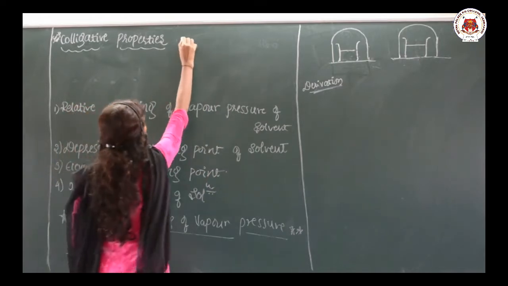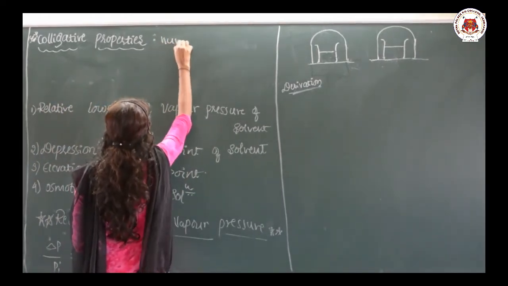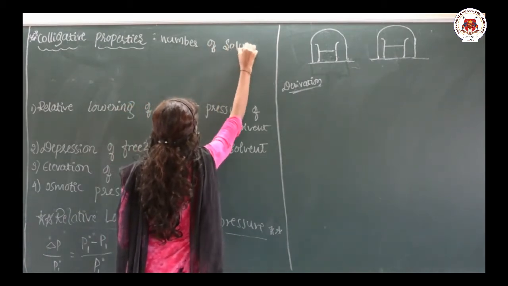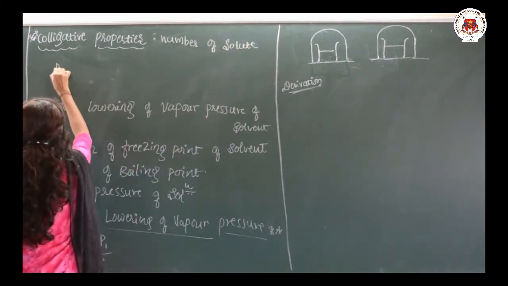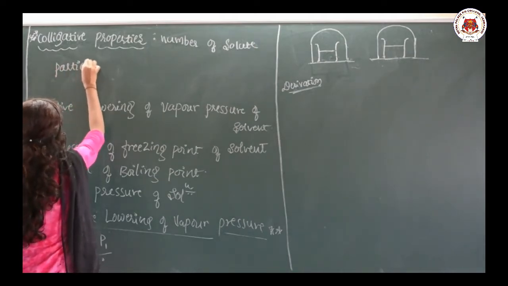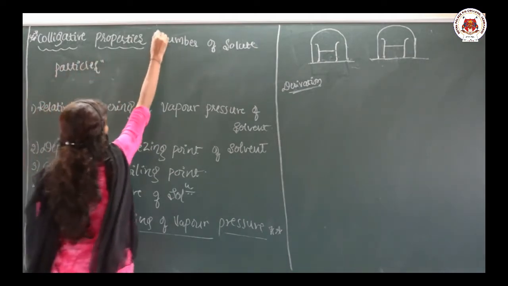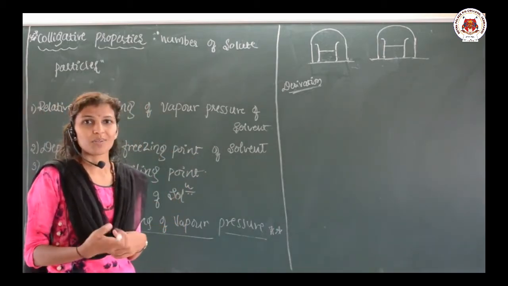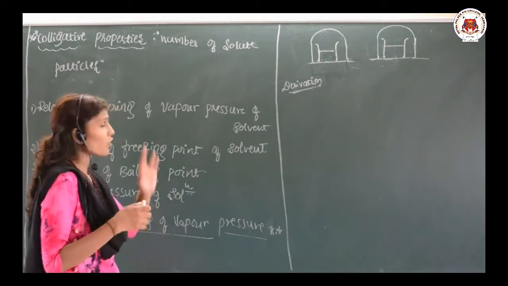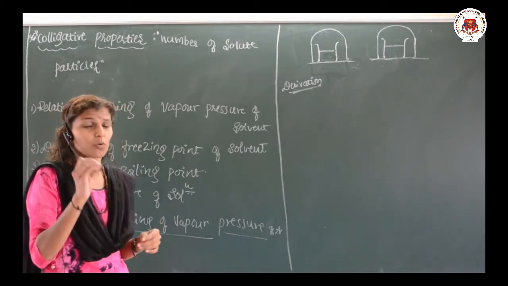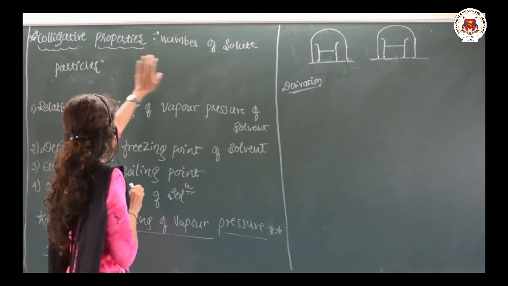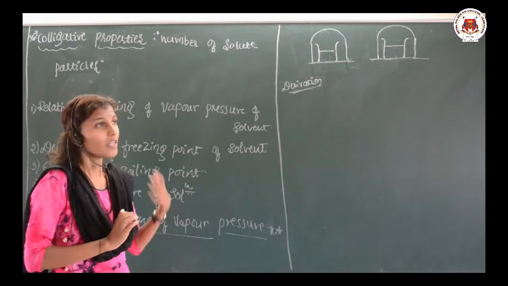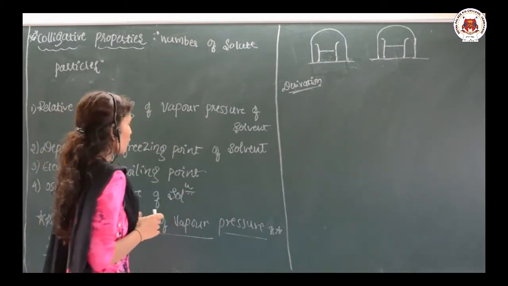The properties which depend upon the number of solute particles are called colligative properties. Whatever the nature of the solute, that does not matter, it will not affect. We are only considering the number of the solute particles. It means how much solute is added to the solvent contributes to the colligative property.